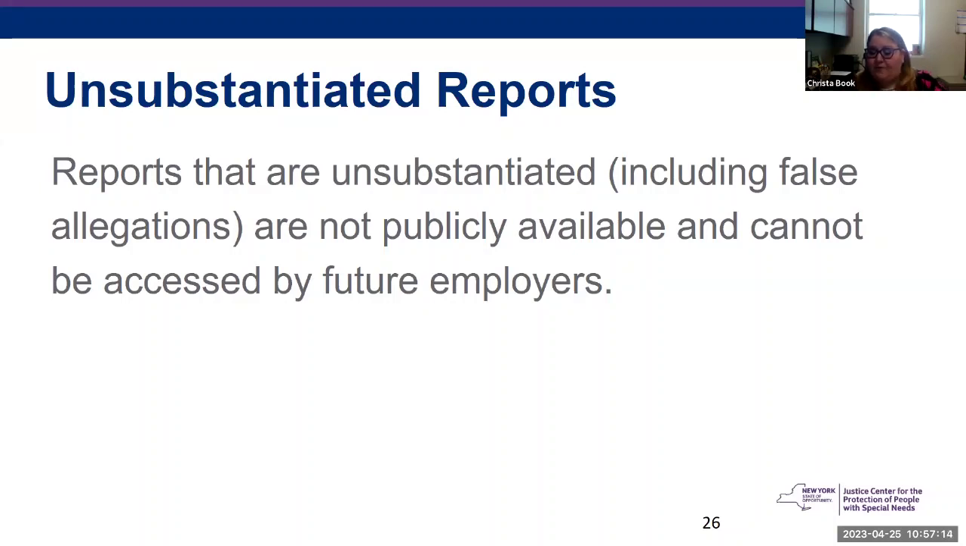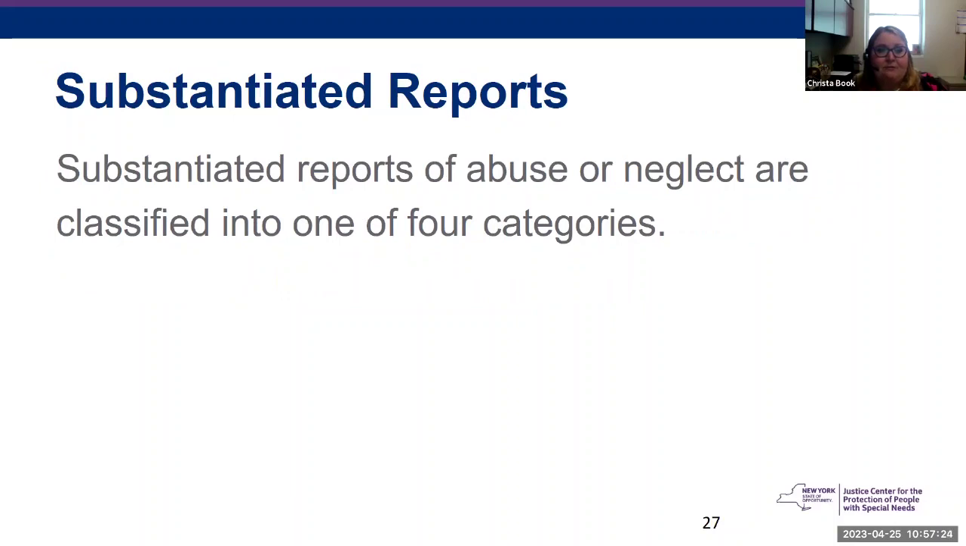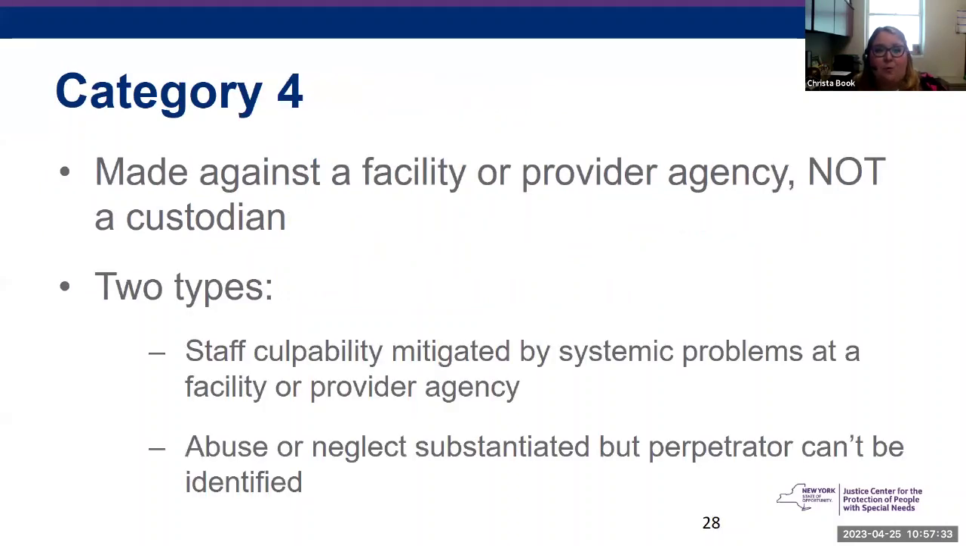Obviously, the provider of the case where this happened would be notified that it would be unsubstantiated. Substantiated reports of abuse and neglect are classified into one of 4 categories. So category 4, this is a category that's made against a facility or provider agency that's not a custodian. So there are 2 different types of category 4 cases.